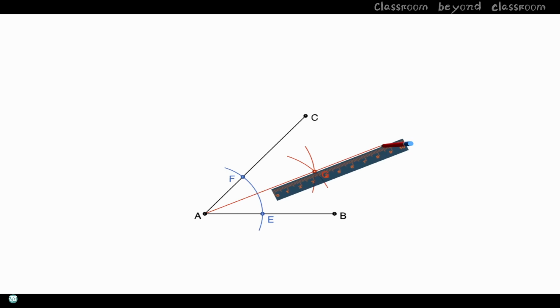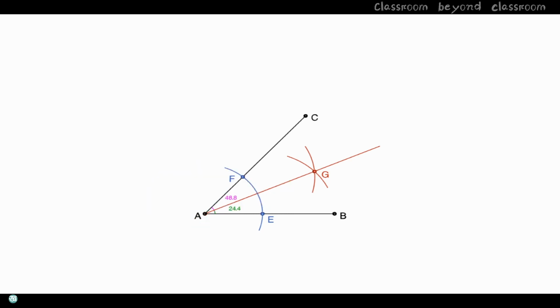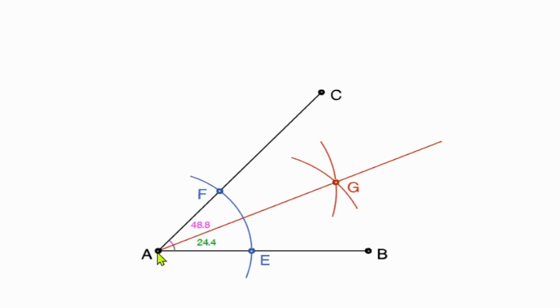You can measure the angles also. Angle BAC is 49 here. Exact is 48.8 actually, and this angle is 24. So you see, angle BAC is 48.8 degree and angle BAZ is 24.4 degree. That means the line AZ bisected the angle BAC. Now remember, while drawing this arc, we have taken a radius more than half of EF.